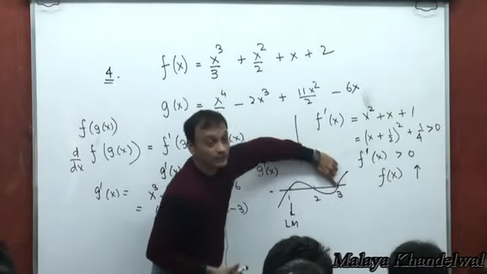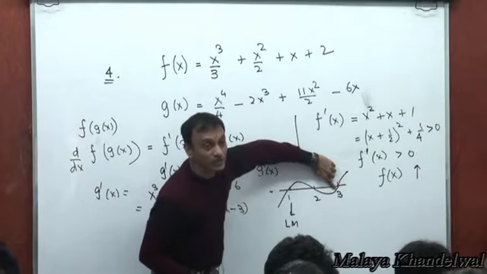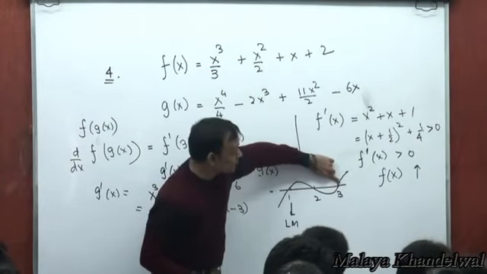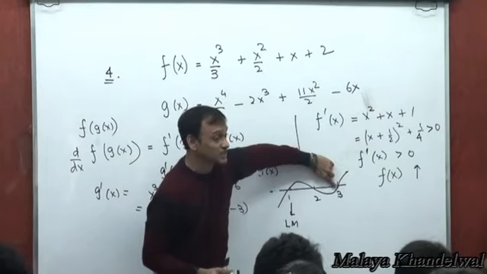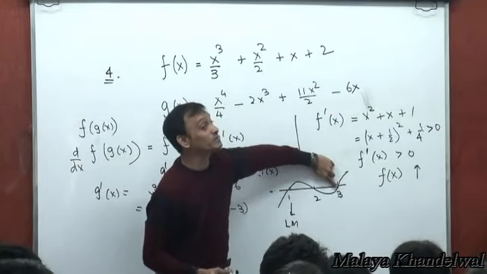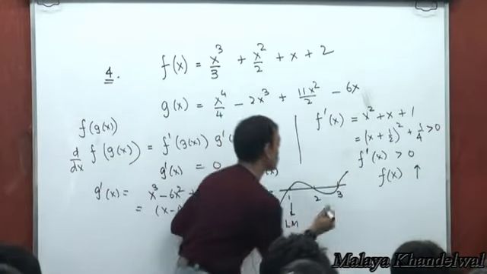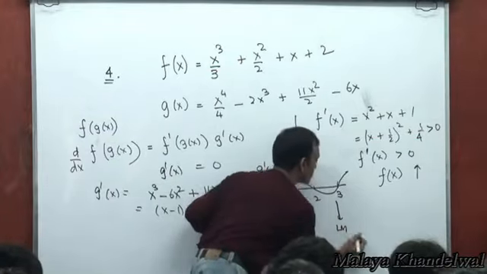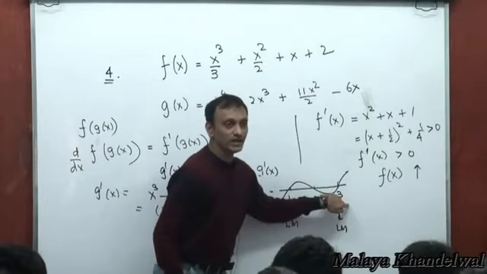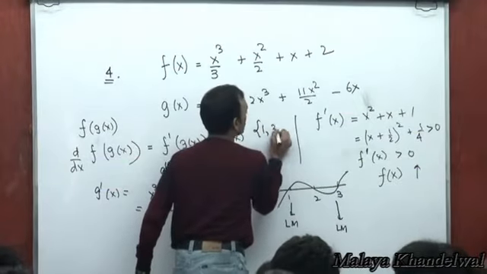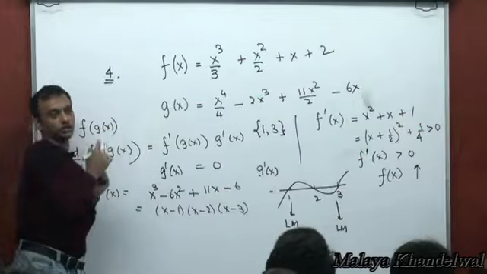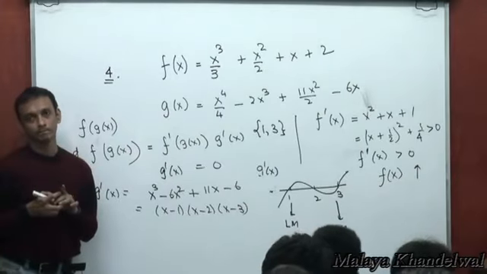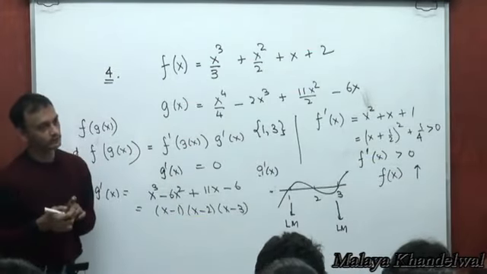And then look at 3. To the left of x equal to 3, g dash x is negative. To the right of x equal to 3, g dash x is positive. At x equal to 3, g dash x is 0. So x equal to 3 must be a local minimum. So the local minima of gx are 1 and 3, 2 points, and those would also be the local minima of f of g of x. Got me?